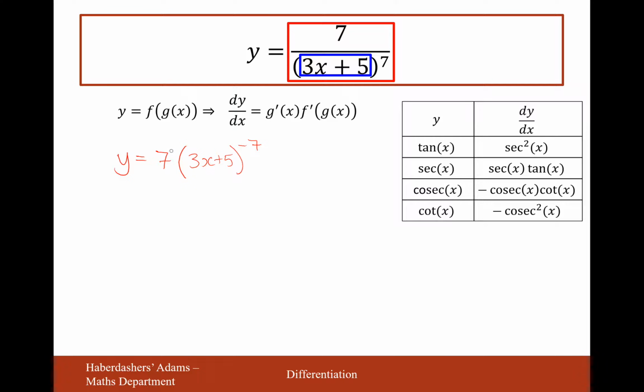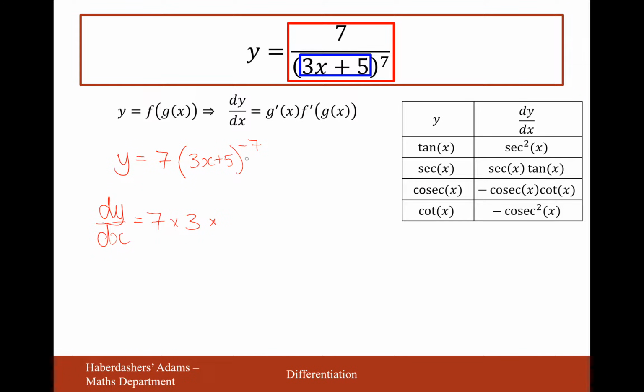So basically we can just leave this 7 at the front alone. The answer to our derivative is just going to then be multiplied by 7. So let's differentiate the inside function. We'll put the 7 at the start just to get the ball rolling. Differentiate the inside function first, that's going to be 3.